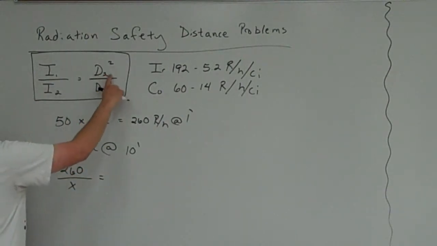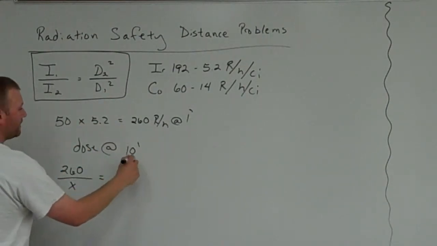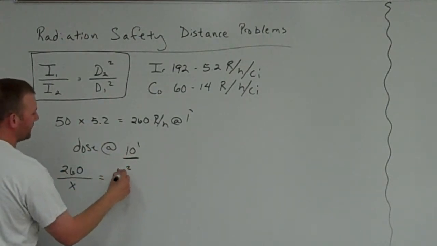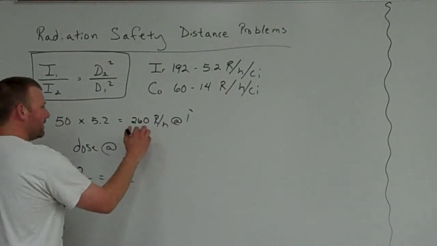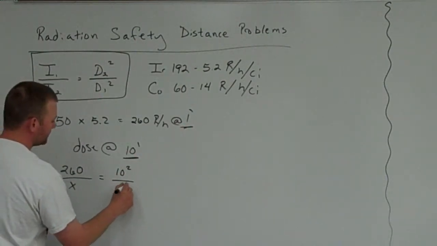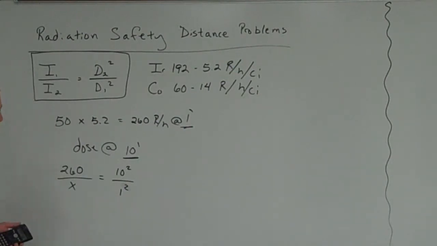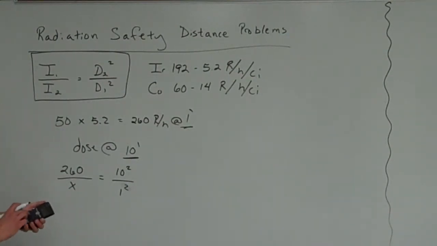This is distance 2 squared. This is distance 1 squared. So we're going to 10 feet, so that's going to be on top. That value is squared. And we have a known value right here at 1 foot, so it goes on the bottom, 1 foot squared. 1 squared is itself, but that's not the point. If this were 4 feet, you would put 4 squared, 5 feet, whatever. No problem there. So we're going to take 260 times 1 squared. That ought to come out to about 260, since 1 squared is itself.